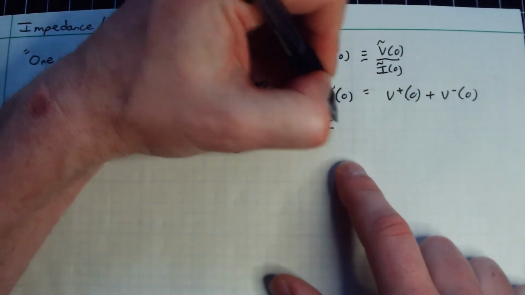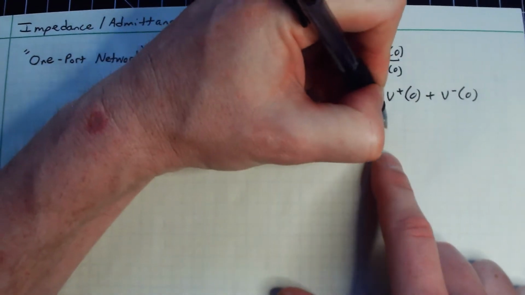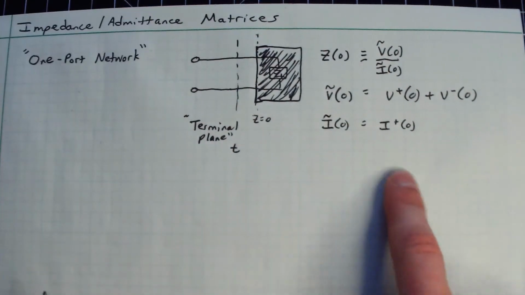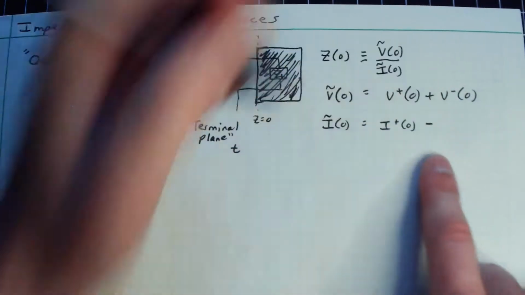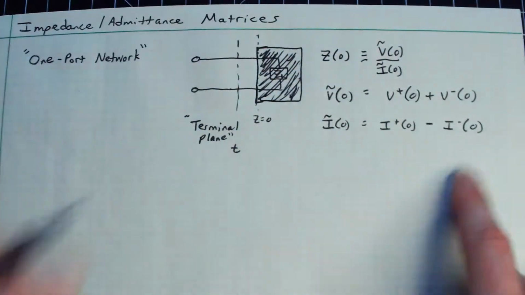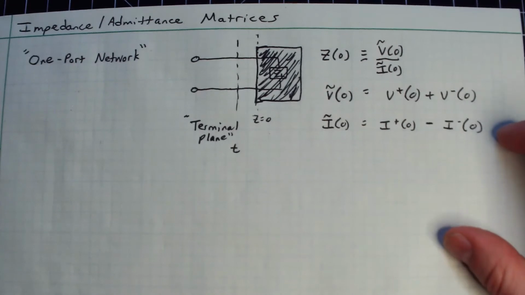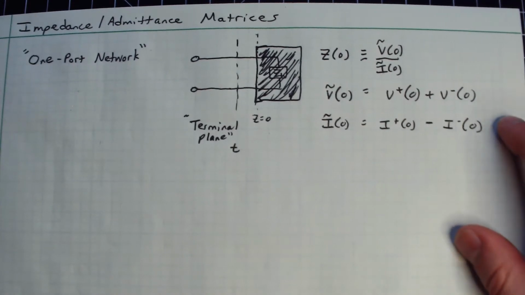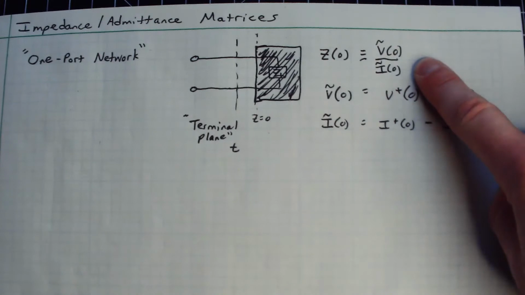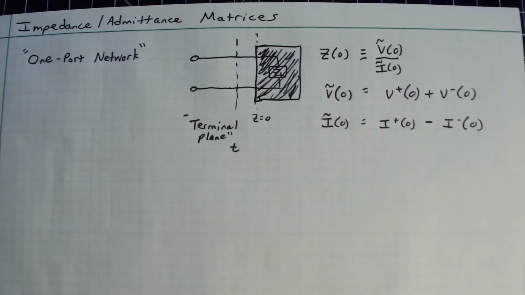And likewise, I had my current here was some I plus evaluated at this position. And this could again be a function of Z. And then we said minus the reverse propagating current here. Okay, so this idea of forward and reverse propagation will be important a little bit later when we start doing scattering theory. But for now, we're just going to focus on just the total voltage and current as a way of defining the impedance at a particular location along some complex circuit.